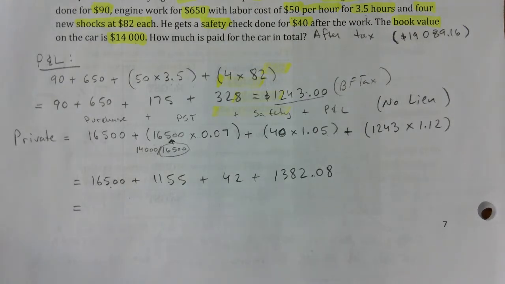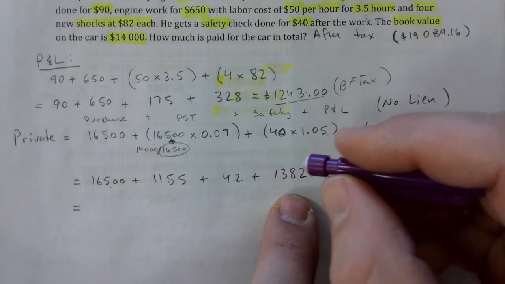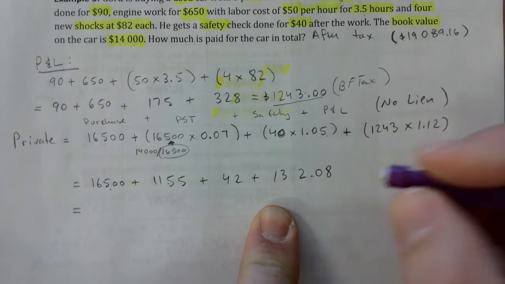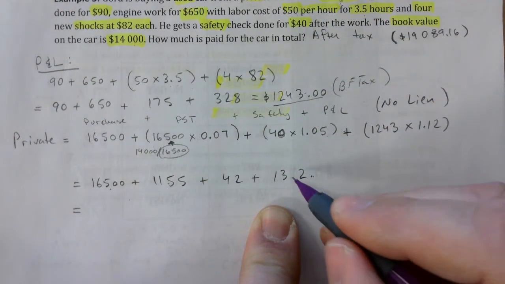Let me just check. Yeah, something went wrong there. So anyways, this is correct. I'm just going to double check. 1,243 times 1.12. Maybe I made a mistake here after all. So I'm going to check. Oh, this is supposed to be 1392.16. So I did make a mistake while entering this.